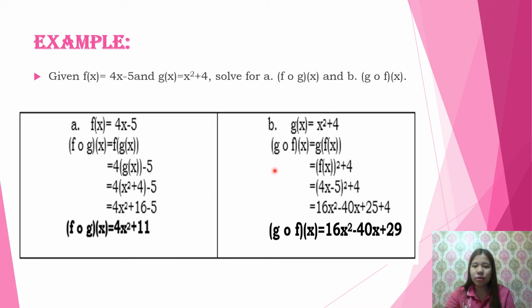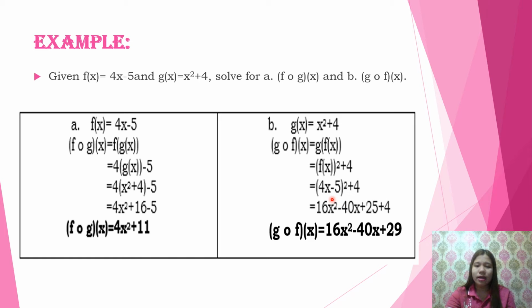Okay, so for letter b, g of f of x, at first, mauna yung g. So isulat muna yung equation ng g, which is x squared plus 4. And then x here will be replaced by f of x. The given function f of x is 4x minus 5. So 4x minus 5, and then the square of 4x minus 5.